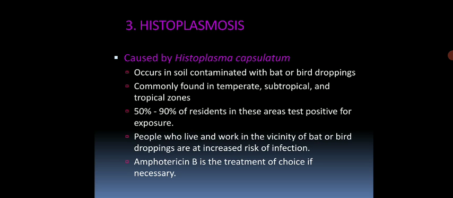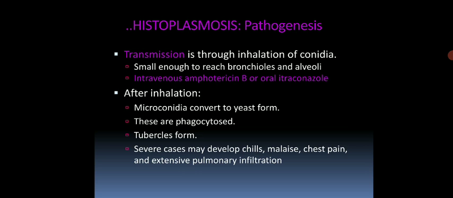Then next is histoplasmosis. It is caused by Histoplasma capsulatum and occurs in soil contaminated with bat as well as bird droppings. It is commonly found in temperate, subtropical as well as tropical zones, and 50 to 90% of residents in these areas test positive for exposure. People who live and work in the vicinity of bat or bird droppings are at increased risk of this infection, and amphotericin B is the treatment of choice for this clinical complication.